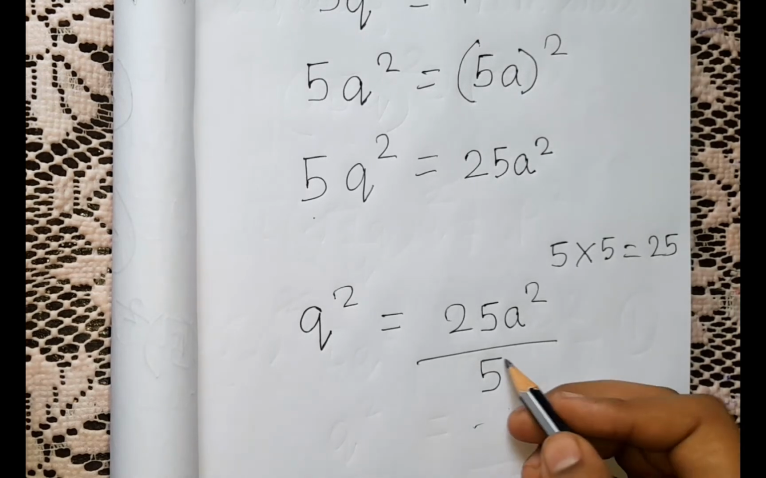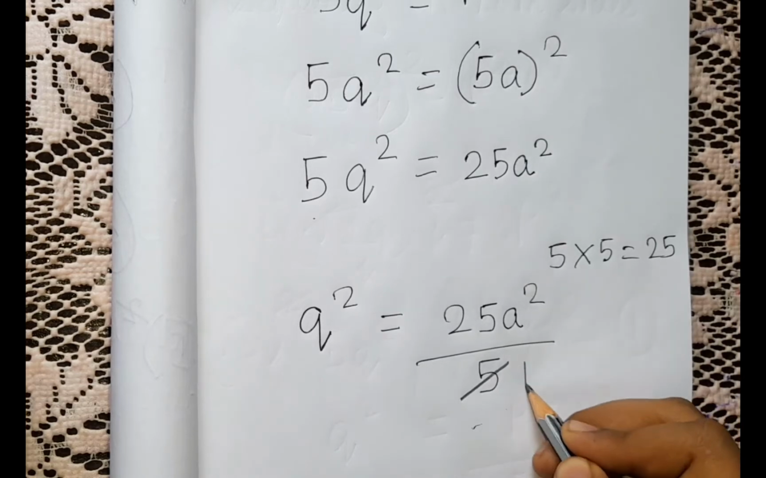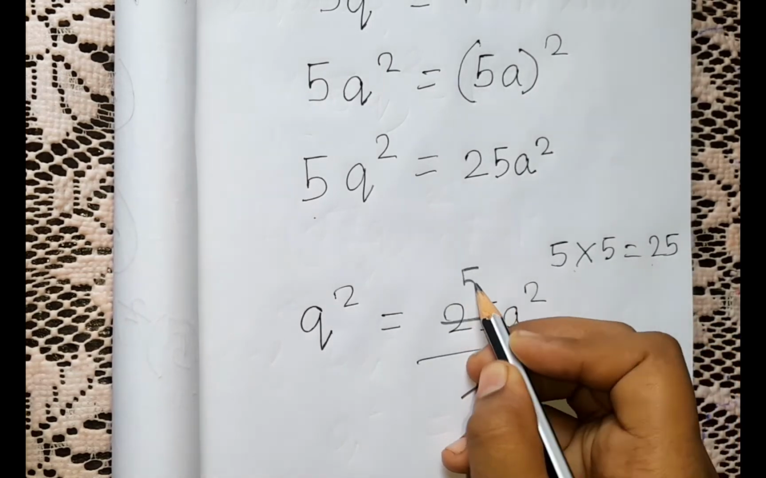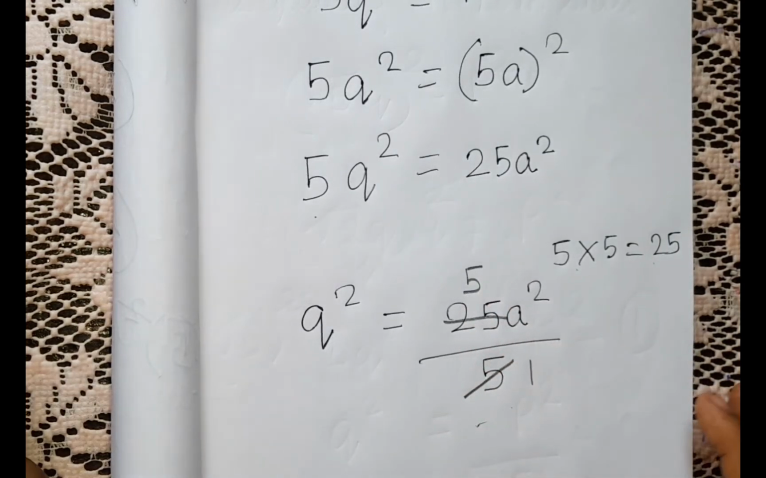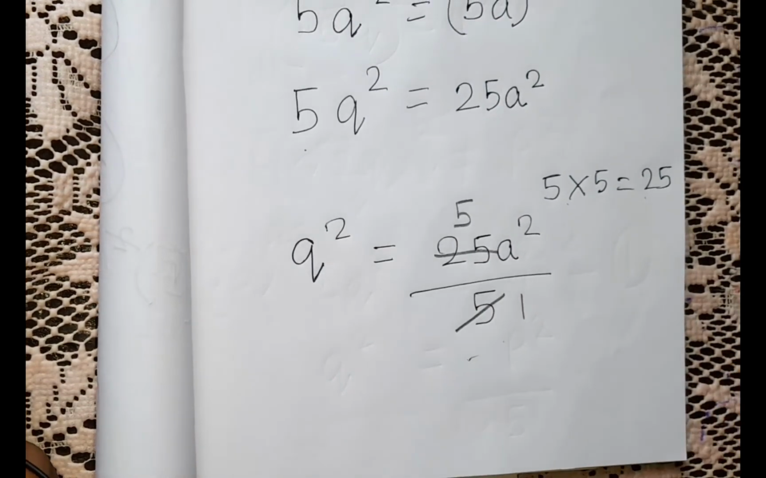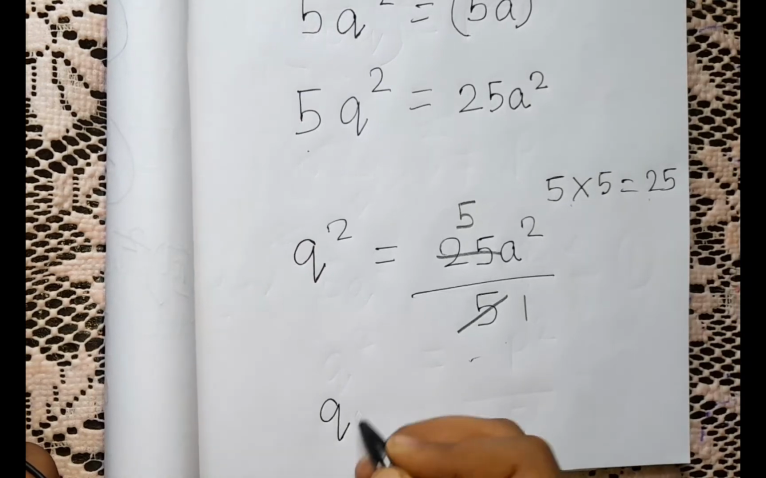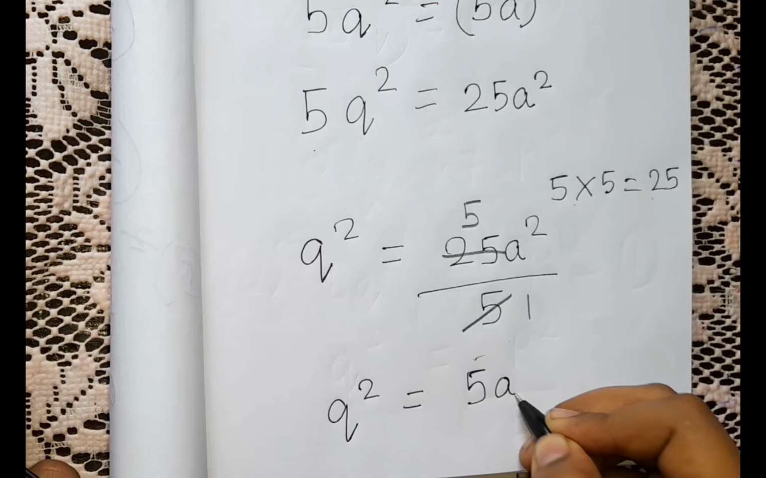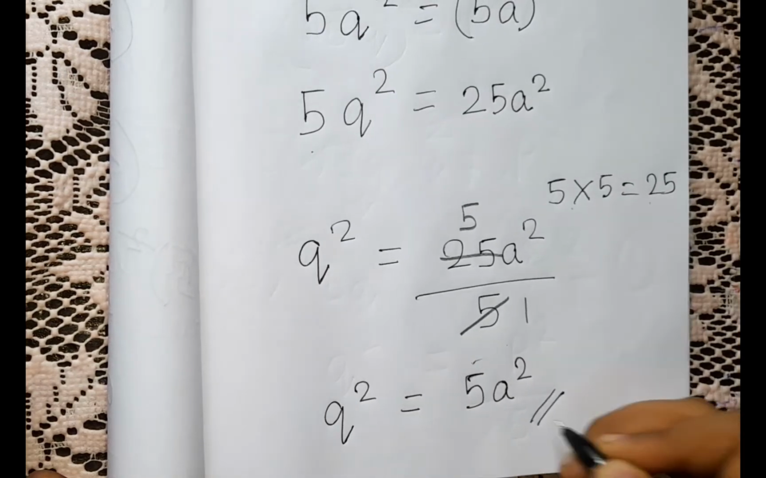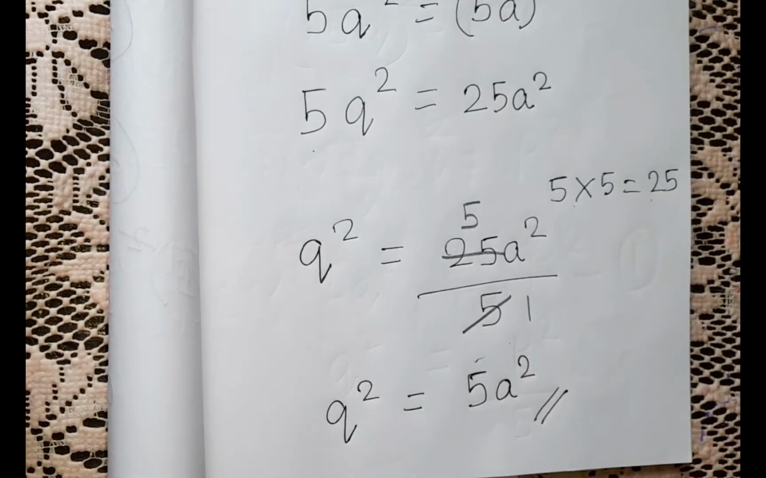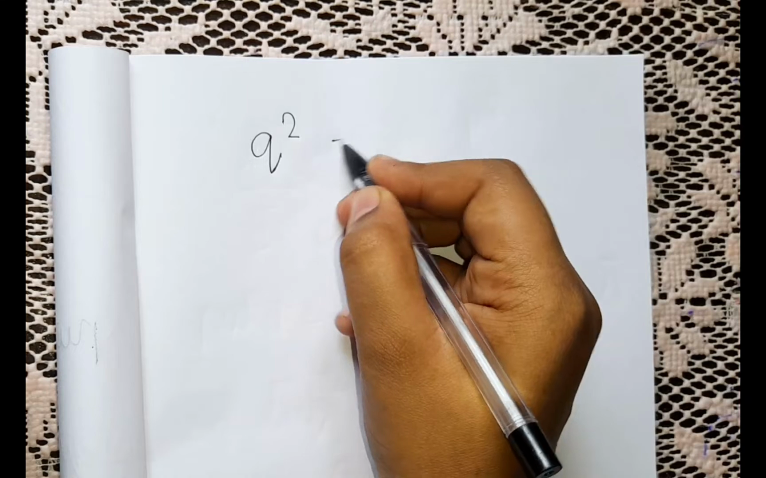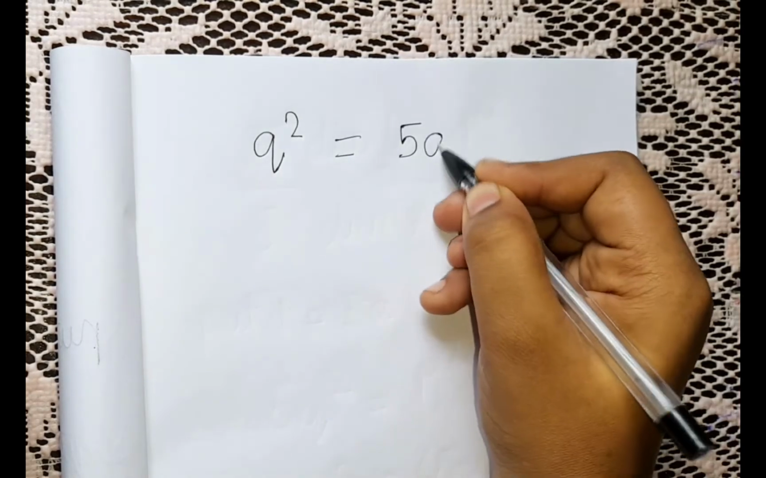Now we shall cancel it. So 1 5 is 5 and 5 5s are 25. So we shall write 5. So we got 5a square. We shall write q square is equal to 5a square. So this is the answer. As you know, we got q square is equal to 5a square.